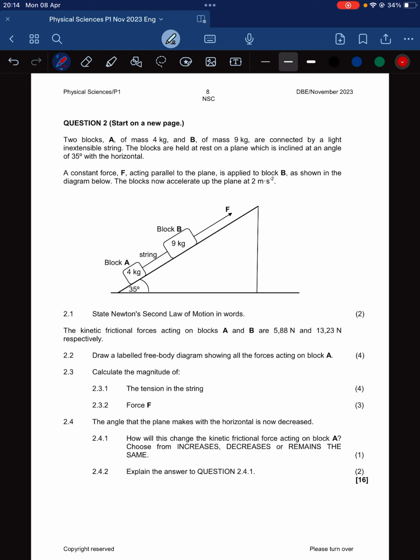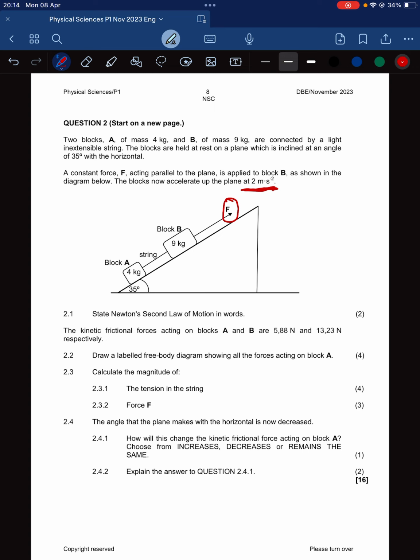Now, here in this question, we have two blocks, one which is 4 kg and the other one which is 9 kg. The two blocks are moving up an incline with an acceleration of 2 meters per second squared. This is what we are told here. This is the 4 kg block and the 9 kg block. On the 9 kg block, there's a force that is being applied, which is force F. We don't have the value for that. I'm not going to go through the entire statement. We're going to look at it when we get to this point.